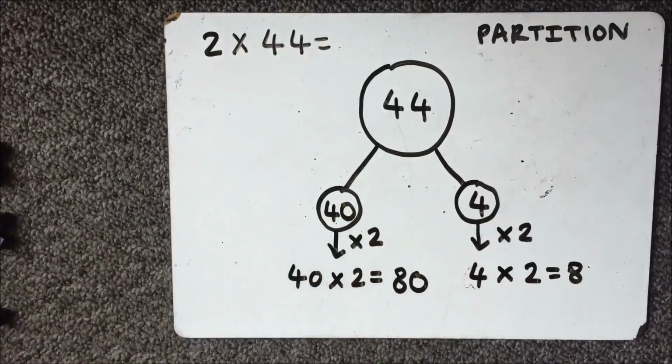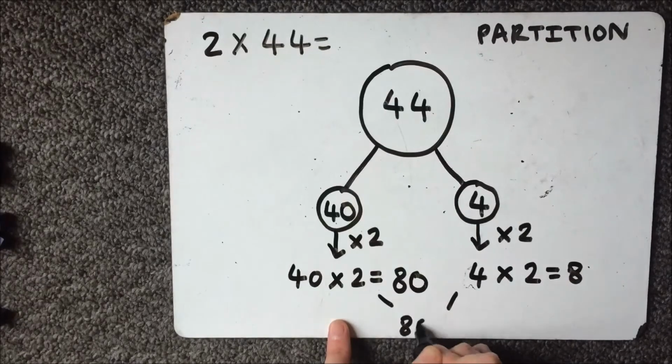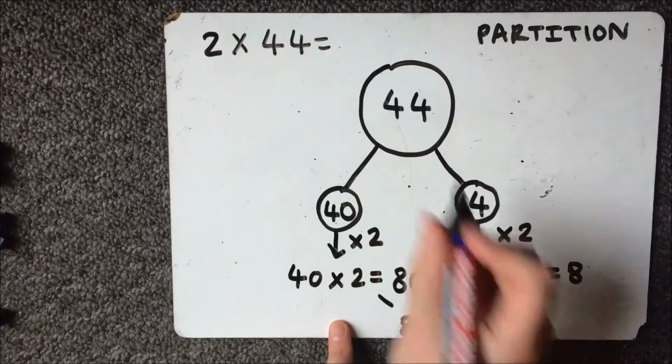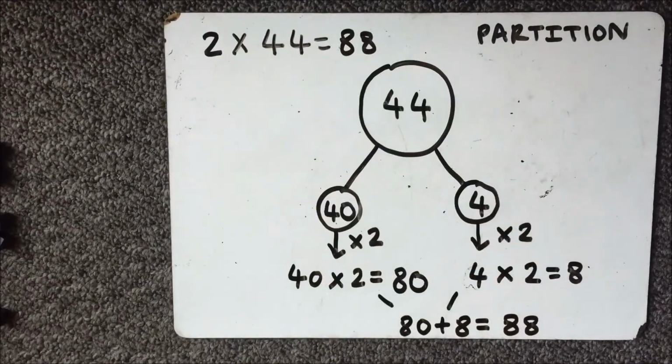80. So what is my answer? Do underneath 80, add 8, same as 88. That was tricky, but you're doing really well. Well done, guys. We're going to do a last one together.